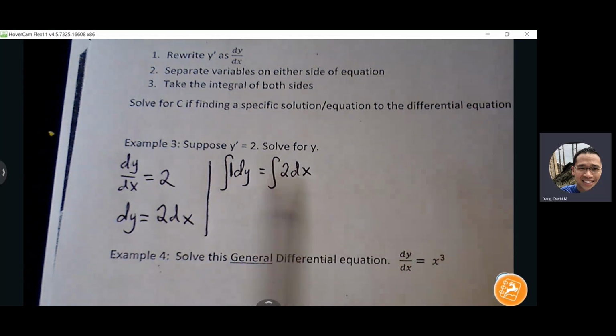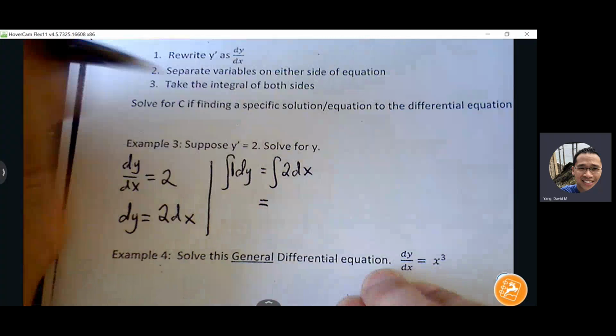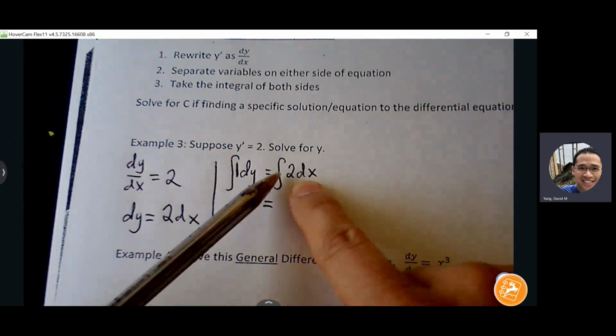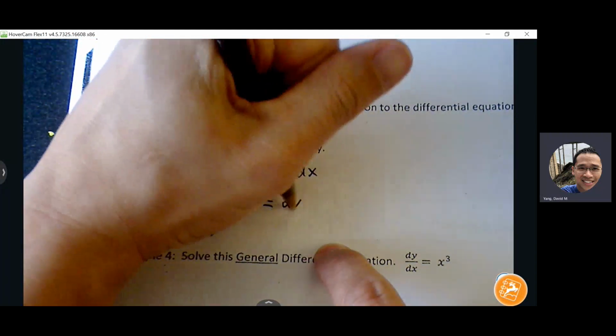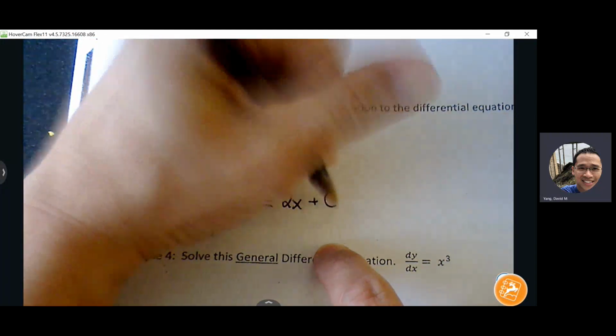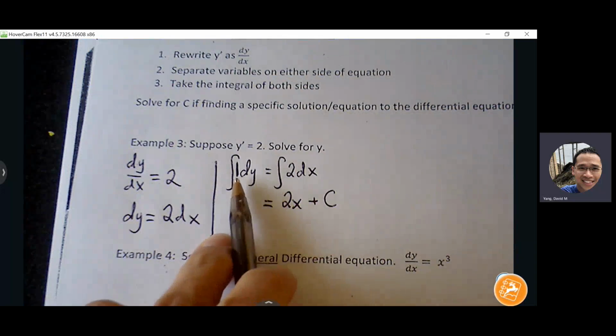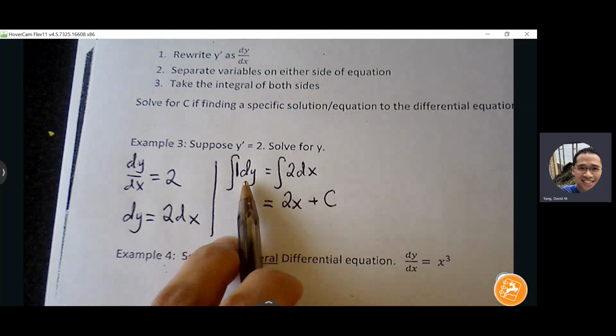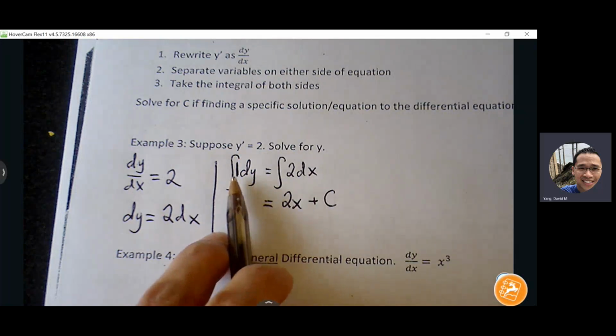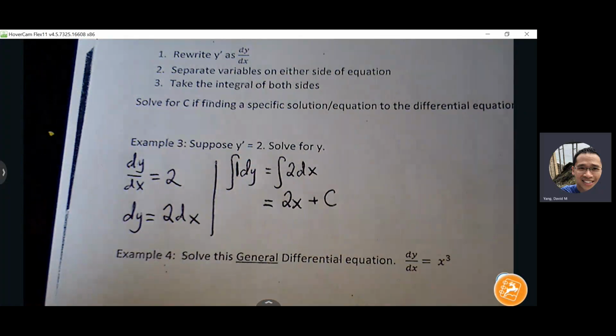Let's do the right side first. This feels more familiar. If I take the antiderivative of 2, what is 2 going to rise up to become? Good, 2x and then plus c. Good. Now, this one is in relation to y here. So what do you think 1 dy is going to rise up to?